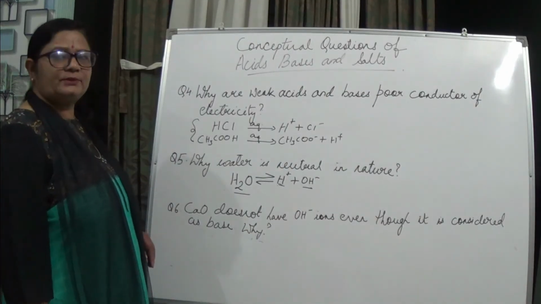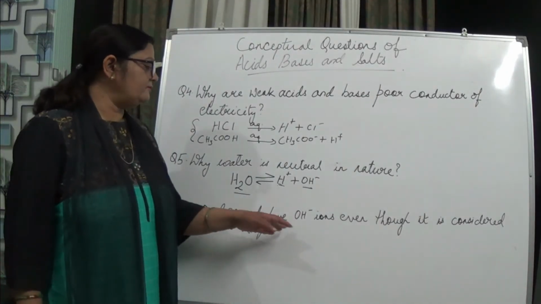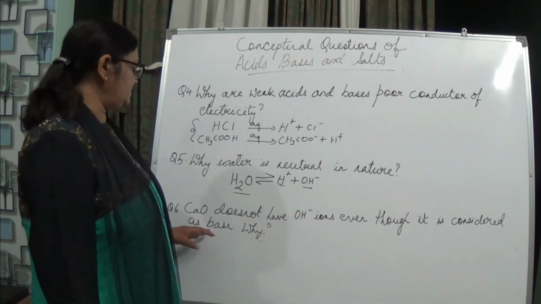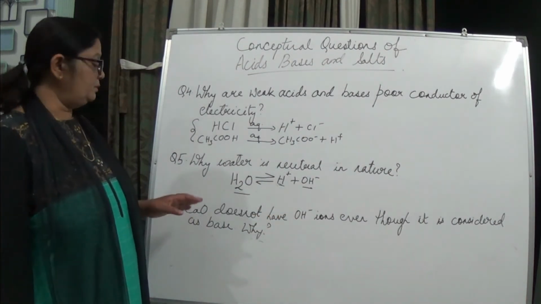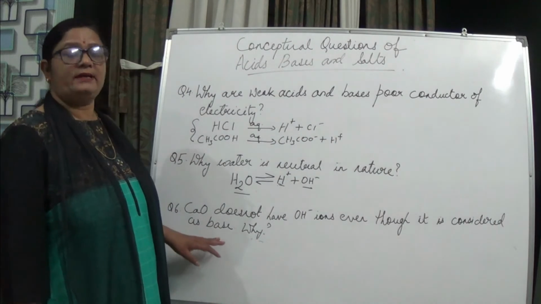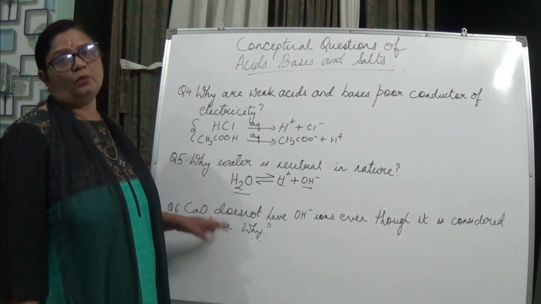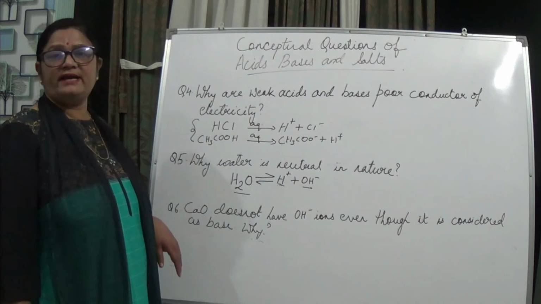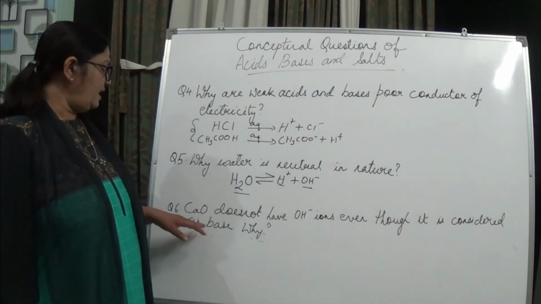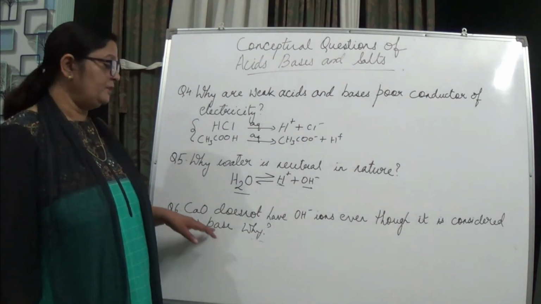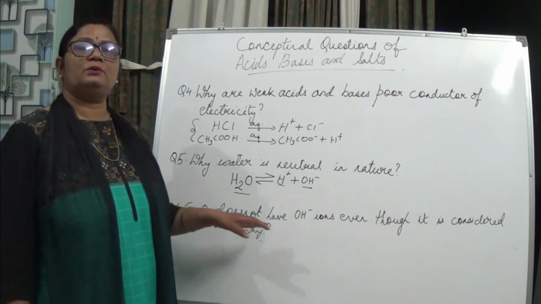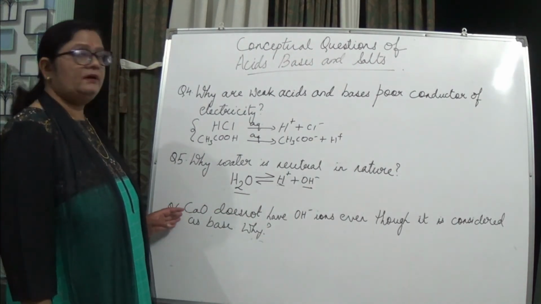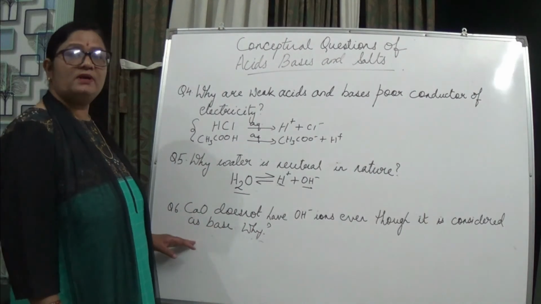Now coming to the next question: calcium oxide does not have OH- ions even though it is considered a base. Why? We all know the definition of a base, that a base gives OH- ions in aqueous solution. But when we see calcium oxide, it does not have OH- ions, hydroxide ions are not present in it. So why is it still known as a base? Because when we react it with any acidic substance, it neutralizes it.